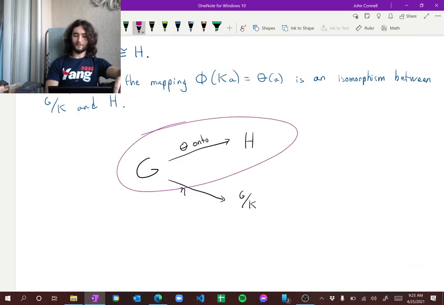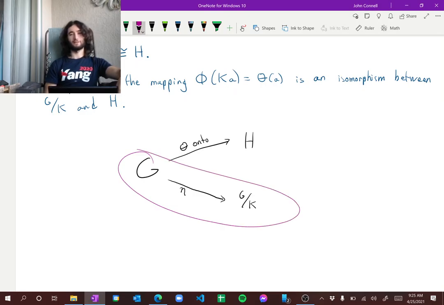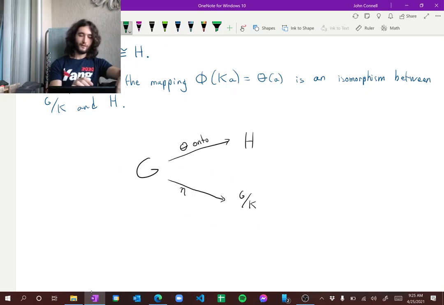They say, suppose you have this situation, you have a group G and a theta onto H. And then, of course, you've also got this, right? They call it the natural homomorphism or the projection homomorphism, the one that just takes the elements in G and maps them to whatever coset they're in the quotient group. Well, the theorem says that if you have this situation, then these two are guaranteed to be isomorphic.